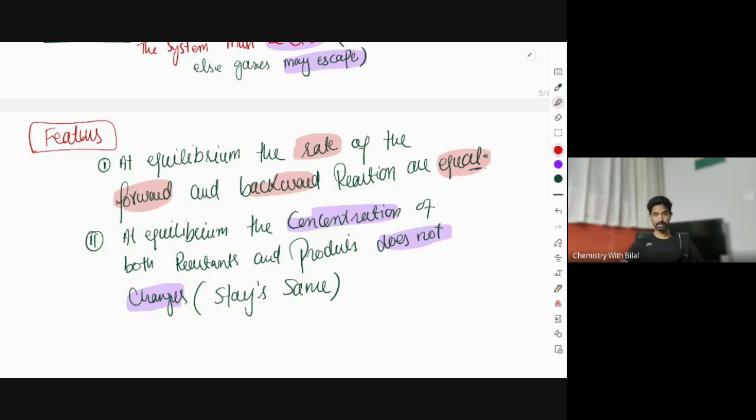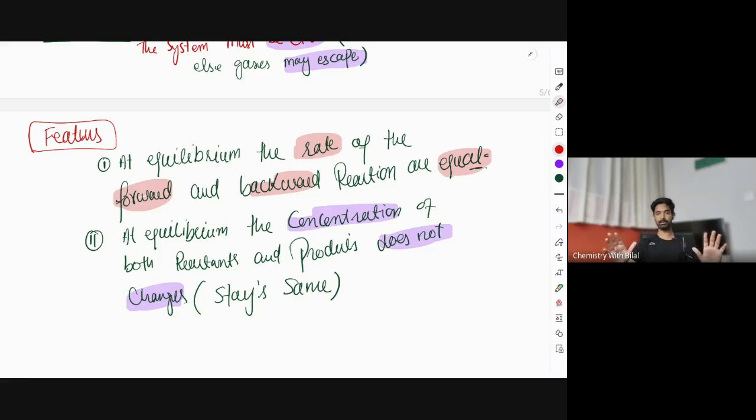The features, if you look at when the system is at equilibrium under any certain temperature or pressure condition, then we need to investigate that system and see what is in it. What will be there? Two things. In the system, the forward and backward rates would be equal. That is the first feature. And the second feature would be, as long as the reaction is at equilibrium, the concentration won't change. It remains the same on both sides.